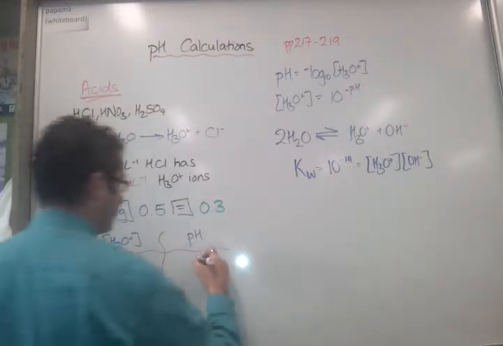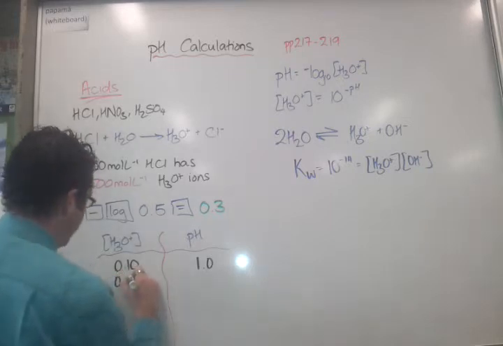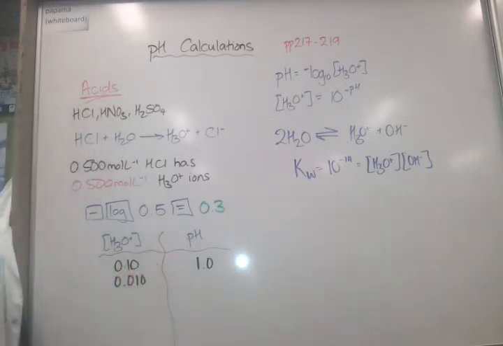We'll go 1.0 there. I should have a 0 there. What now if I had 0.01 as my concentration of my HCl? 2.